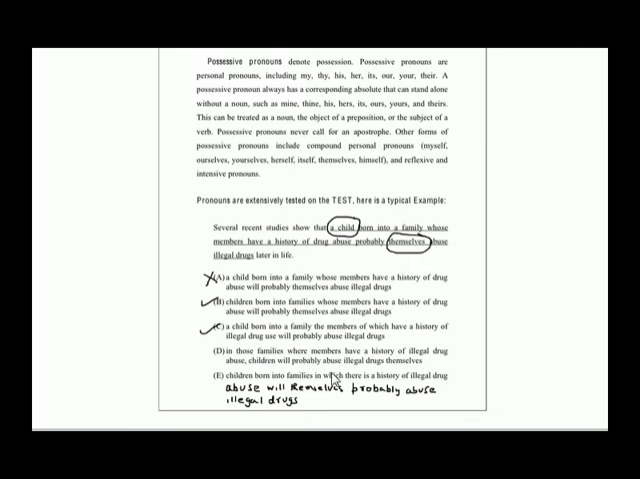is awkward construction, because when it says children will probably abuse illegal drugs themselves, we're not sure whether it's talking about children in these families or children in general. So D is awkward construction, meaning it can be interpreted in different ways, hence we mark it out. And E has children and themselves, so potentially E could be correct as well. So we've reduced our choices from 5 to 3. So now let's look at the 3 possible candidates.